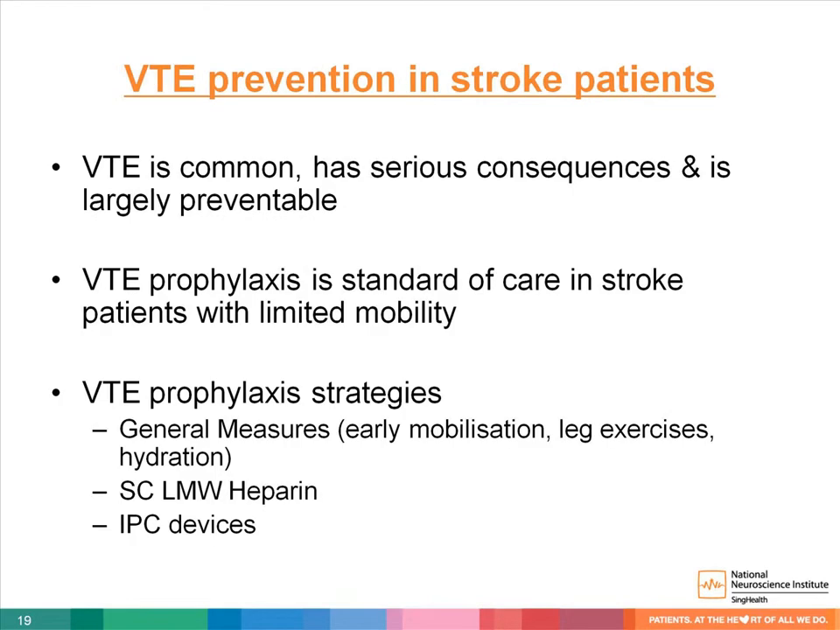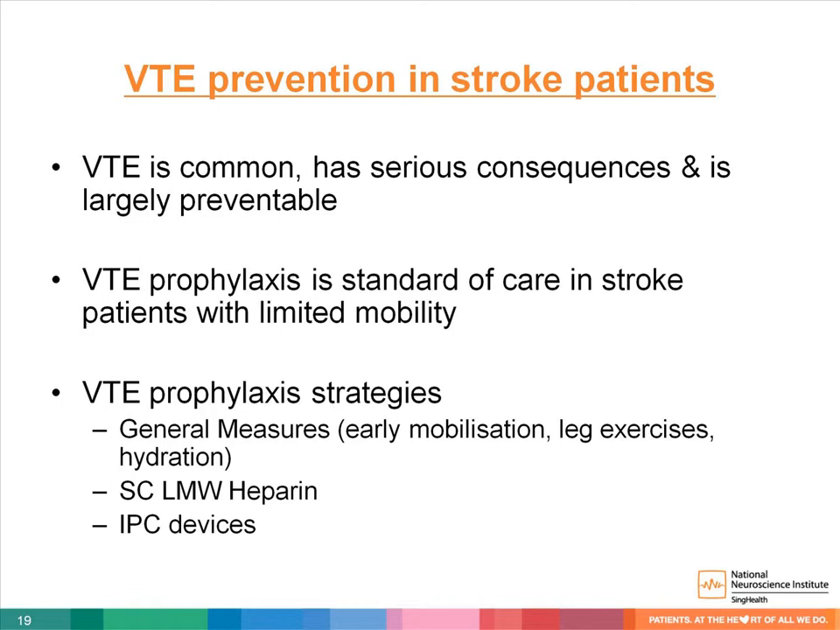The take-home messages for this presentation are: VTE is common, has serious consequences, and is largely preventable. Thus, VTE prophylaxis is standard of care, and we all play an important role in ensuring that they are implemented in stroke patients with limited mobility. It is important to note that limited mobility may be due not just to limb weakness, but other neurological deficits such as ataxia and visual impairment, as well as orders for bed rest by the medical team.